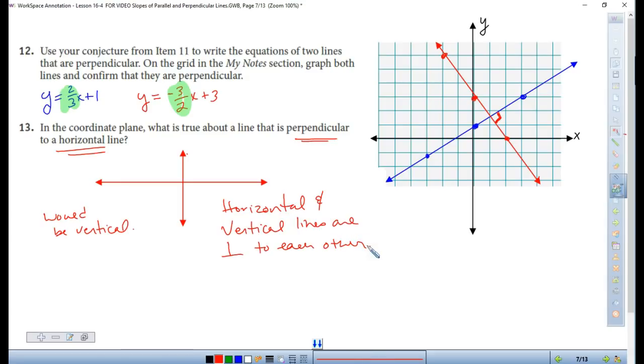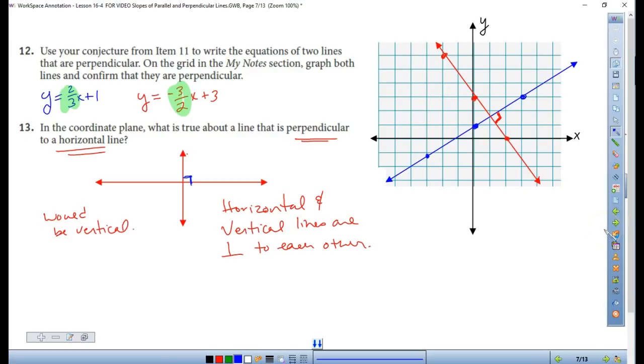So if you see horizontal lines and vertical lines in a coordinate plane, you can say that they form a 90-degree angle, because that is a fact. Okay, that's a definition of vertical and horizontal. They form 90-degree angles because they are perpendicular lines.